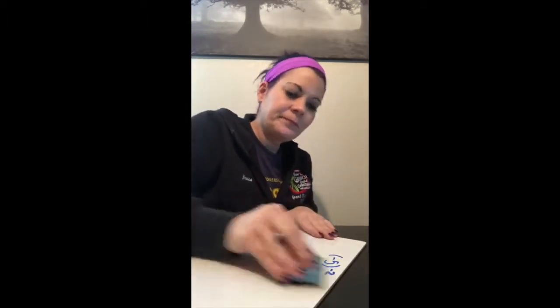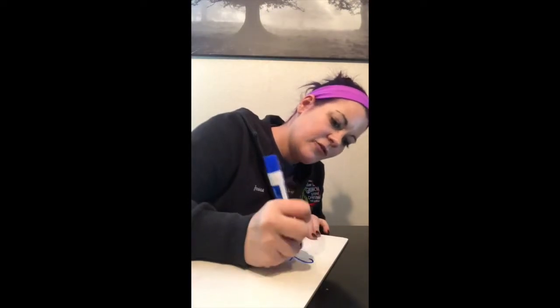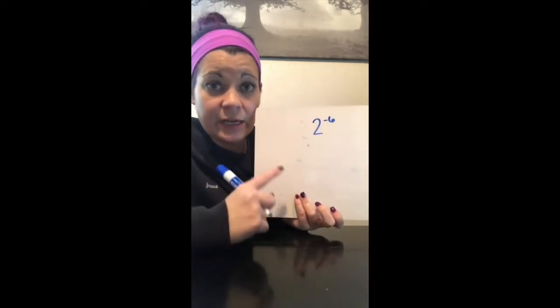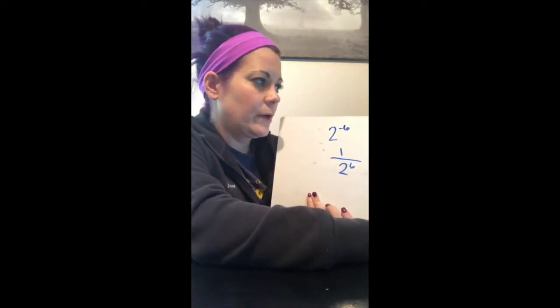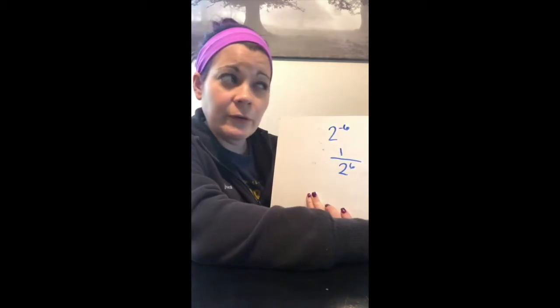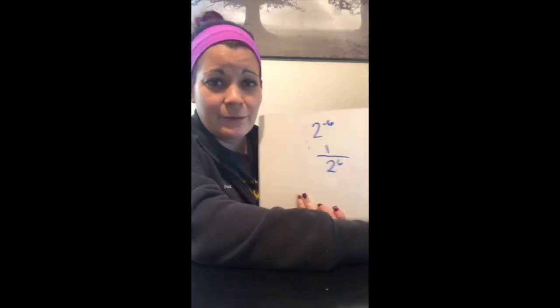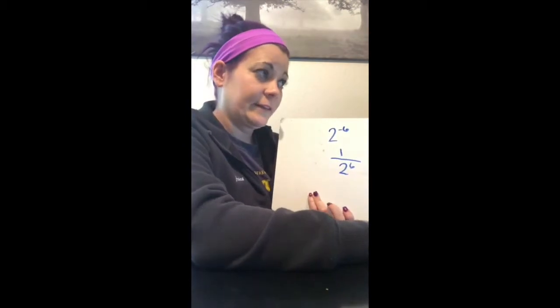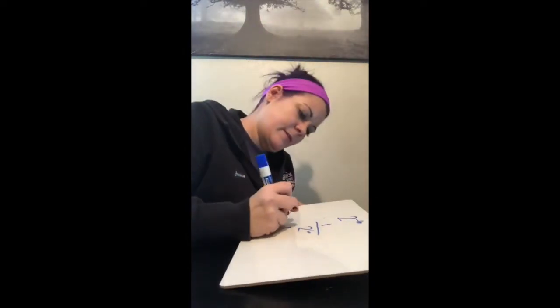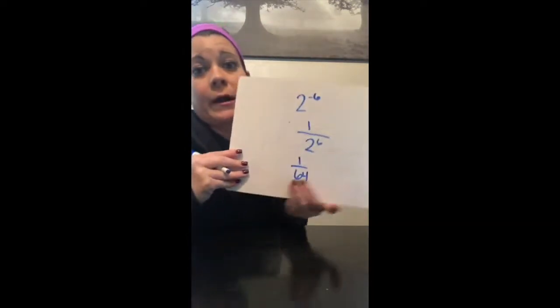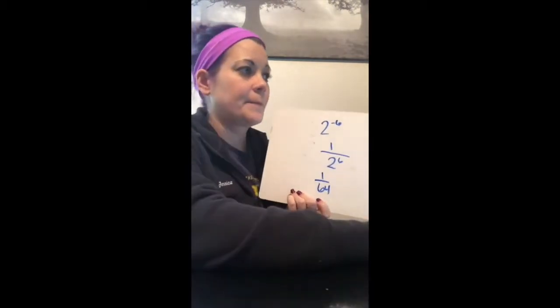Let's do another one. So if we have 2 to the negative 6, we have a negative exponent here, and remember, to change the negative exponent to a positive exponent, we write it as a fraction, 1 over 2 to the 6. And then we say, well, what is 2 to the 6? That's 2 times 2 times 2 times 2 times 2 times 2, multiplying repeatedly by 2, 6 times. And I think that is 64. So this answer would be 1 over 64 as the final answer.